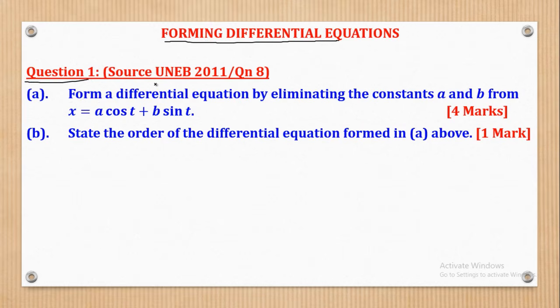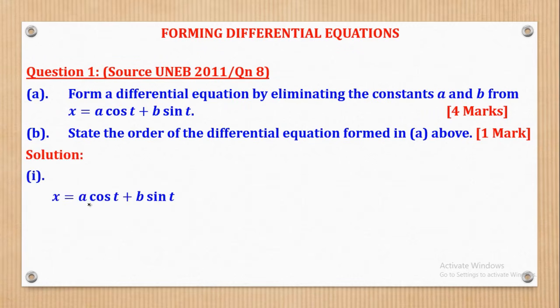So question 1 came from UNEB 2011 paper 1 question 8 and says, part A, form a differential equation by eliminating the constants a and b from this equation. Then part B, state the order of the differential equation formed in A above. So first of all we have that x is equal to this.